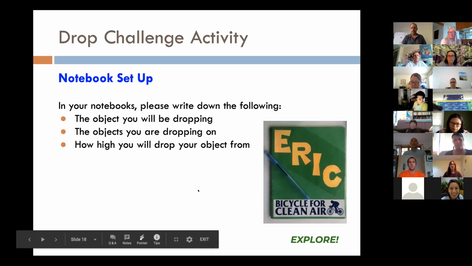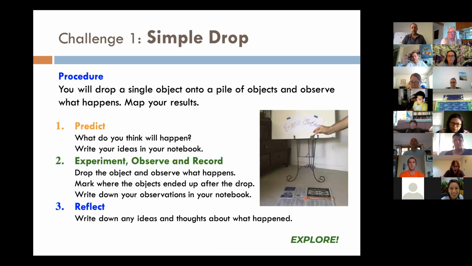Just a little bit of logging of what we're going to be using. And here's our procedure that we'd like you to use. I'm just going to call it a three-part procedure: a predict, an experiment (observe and record), and a reflect. Prediction, of course, includes some of those ways of thinking before you even do the activity. So I'm going to take this key and drop it on those Legos. What do I think is going to happen? And maybe why? Just express that in your notebook.